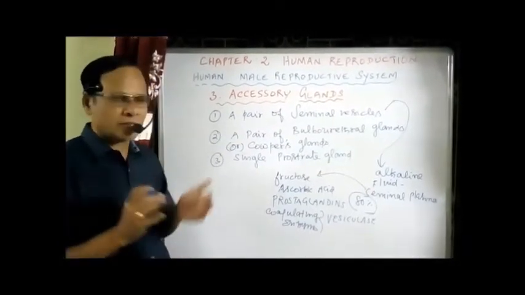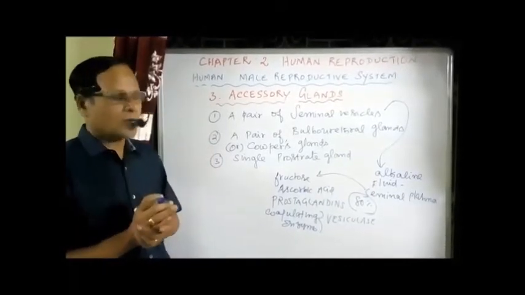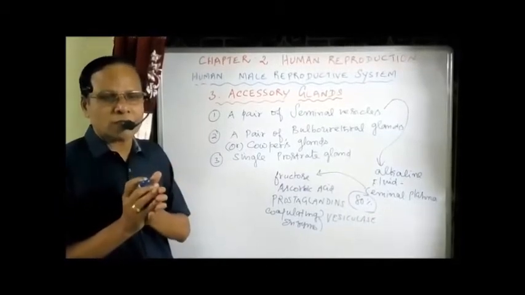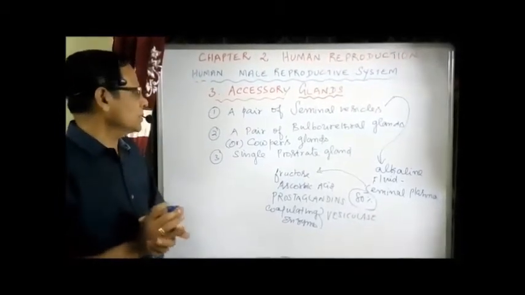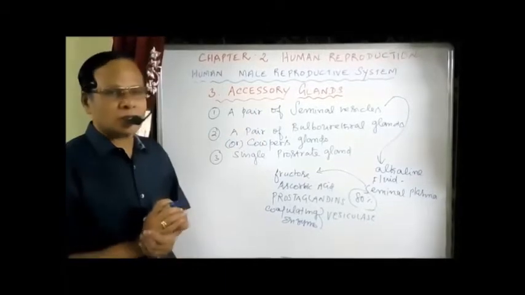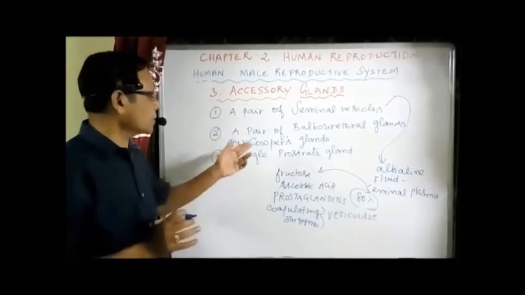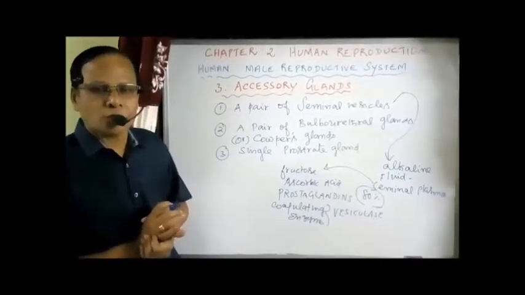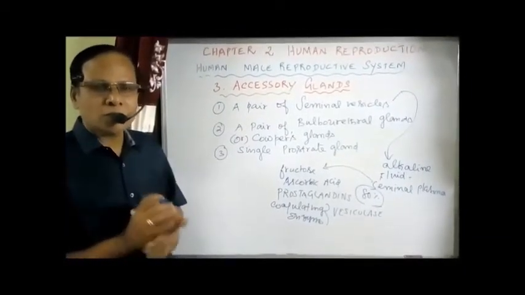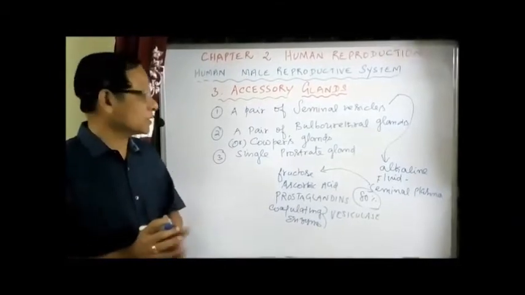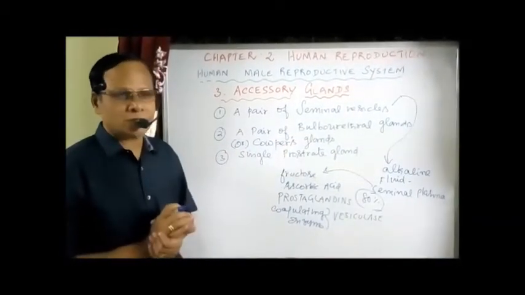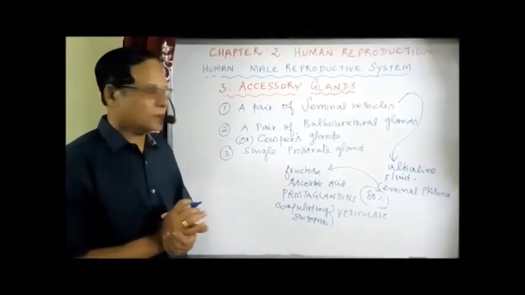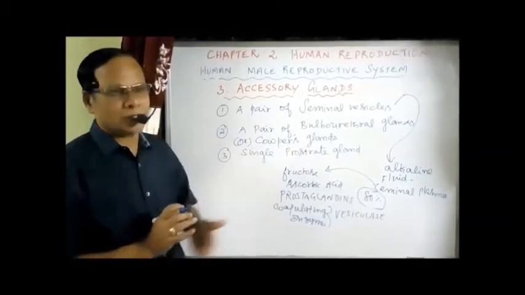A pair of glands connected to the vas deferens. After joining with the vas deferens, it is called the ejaculatory duct, which we discussed yesterday. Now a pair of bulbourethral glands, also called Cowper's glands. These glands secrete a fluid concerned with the lubrication of the penis.